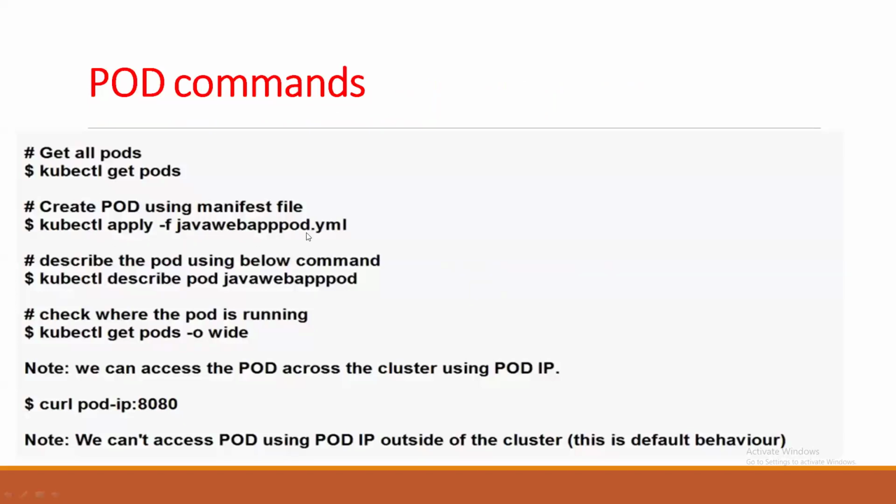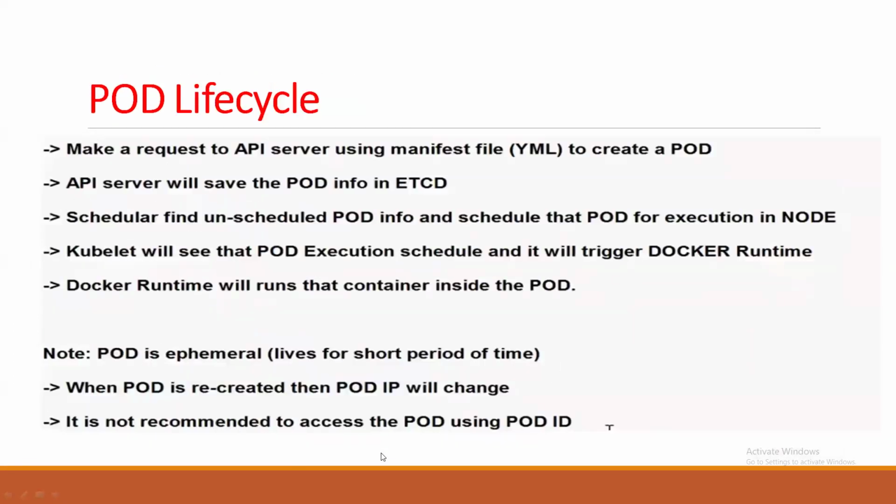So kubectl get pods. Kubectl apply the Java pod yaml, describe pods. Describe the Java pod. Something like kubectl get pods -o wide. So we can access the pod across the cluster using a pod IP. We cannot access the pod using the pod IP from outside of the cluster. I will show you, guys.